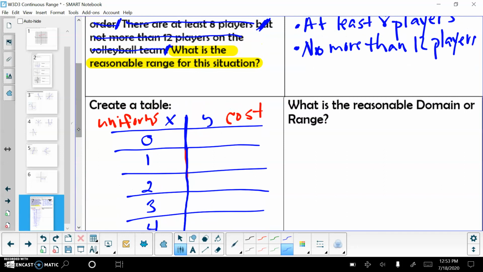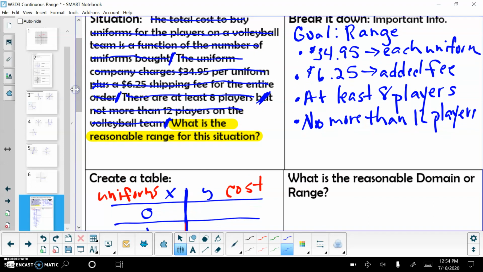Now I need to figure out my Y side. Now let's go back over here and say, okay, some people would make the mistake of saying, well, if you don't buy any uniforms, you don't have a cost. But you do. This little extra fee here, I'm going to do that in red. That means that that's extra. So basically, technically, 0 uniforms, you already have a fee because you're going to have to pay for the shipping. So you already have a cost, and that cost is $6.25.